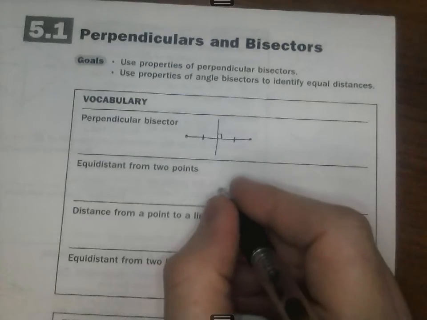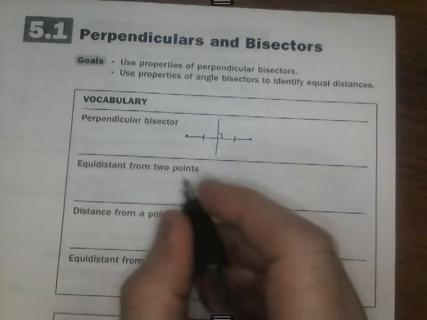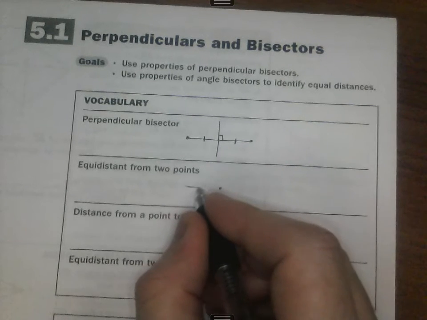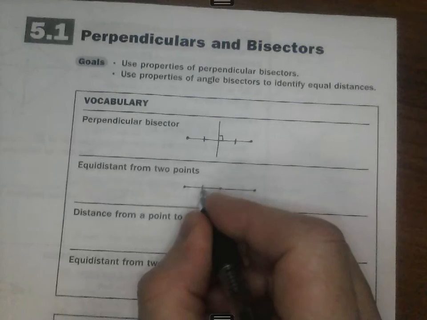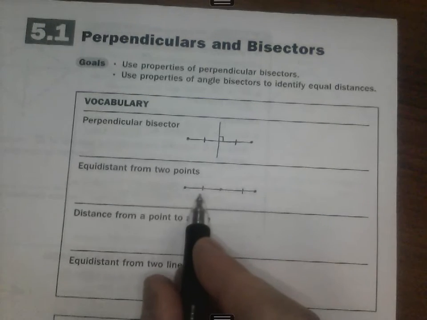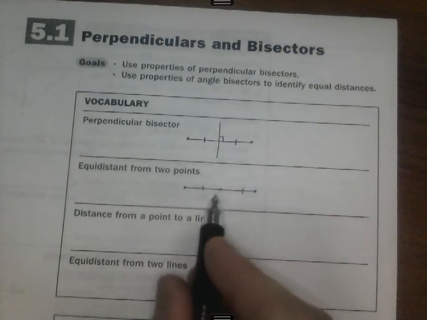Equidistant from 2 points is pretty much taking what we just did in the perpendicular bisector, and it's saying that if we have equidistance between 2 points, that is going to be the same distance to both of these points.